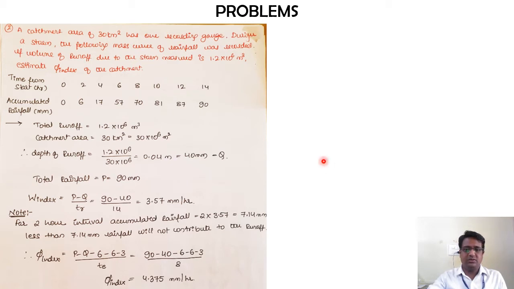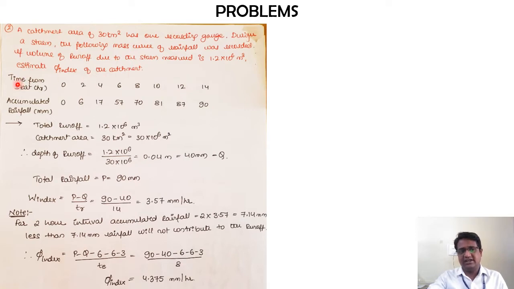Here also we'll first read out the question. We'll understand what they have given and what they have asked, and then we'll go for the solution. A catchment area of 30 kilometers square has one recording gauge. During a storm, the following mass curve of rainfall was recorded. If the volume of runoff due to the storm measured is 1.2 into 10 to the power of 6 meter cube, estimate the phi index of the catchment.